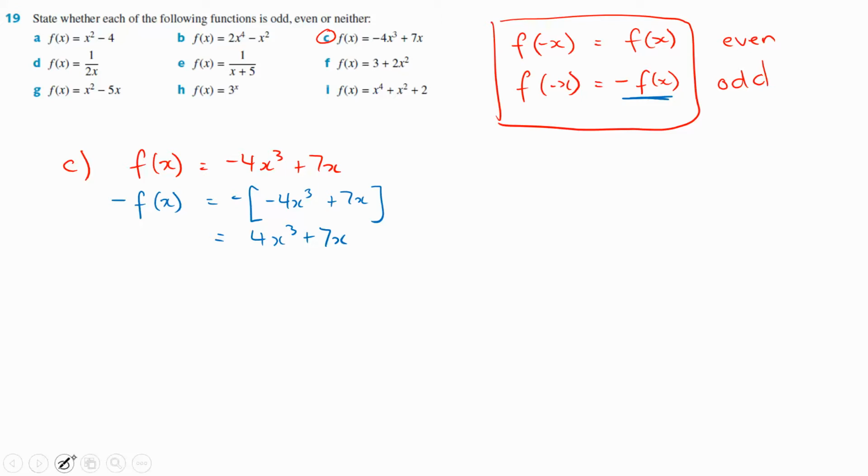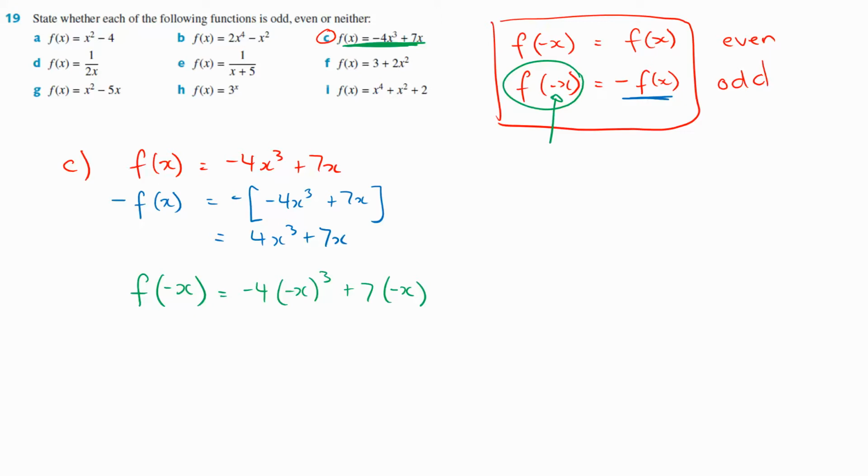So how do you test it? We'll do exactly the test. What's the test? Sub in a negative x. So that's what I'm going to do. Now I'm going to substitute negative x into the equation. So this now becomes negative 4 times negative x cubed plus 7 times negative x. See the difference? Whatever this answer is, if I simplify it and it looks like the red one, it's even. If it looks like the blue, it's odd. If it doesn't look like either, it's neither.